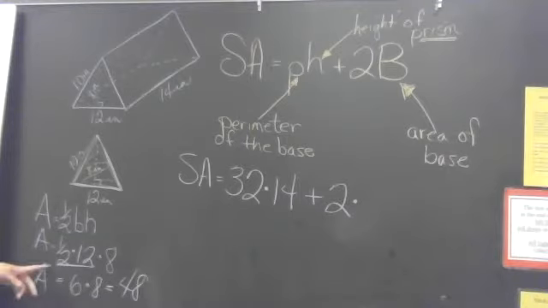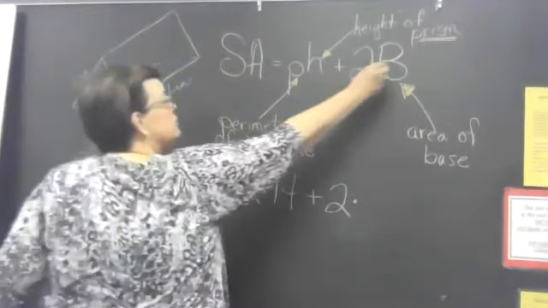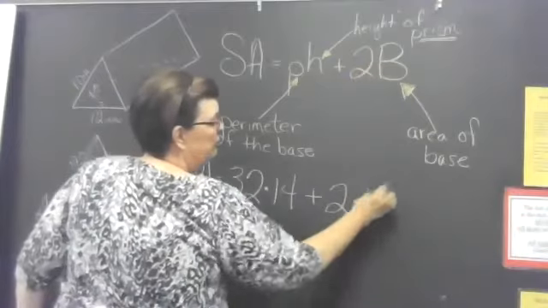Now, why did we do this? Why did we find the area of the base? Why did we find that 48? To put it in there with a big B? Yes, that's this that we just found. And so we're going to put 48 right here, area of the base.